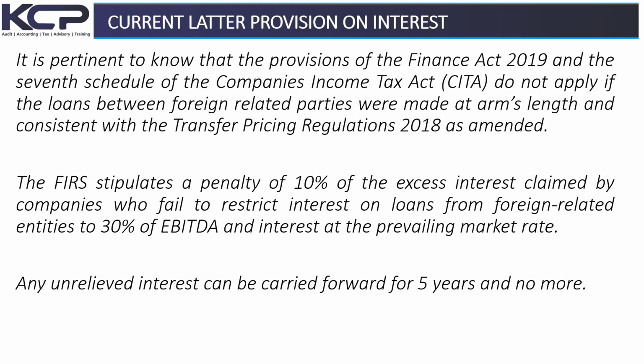The FIRS stipulates a penalty of 10% on the excess interest claimed by the company who failed to restrict interest on loans from foreign related entities to 30% of the earnings before interest, tax, depreciation and amortization, and the interest at the prevailing market rate. So this penalty was actually as proposed in the 7th Schedule. Please take note of that.